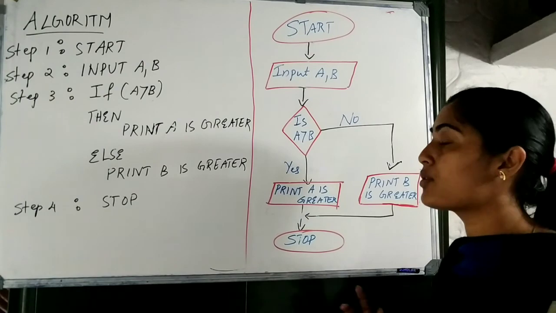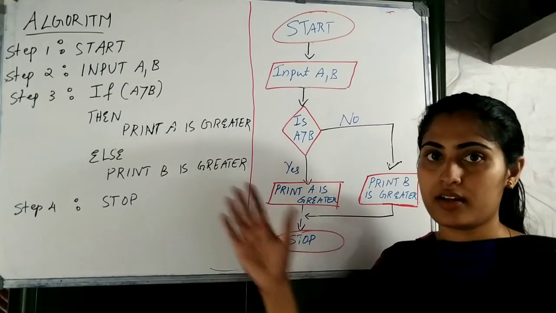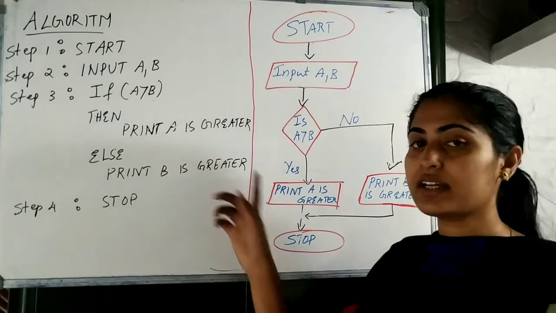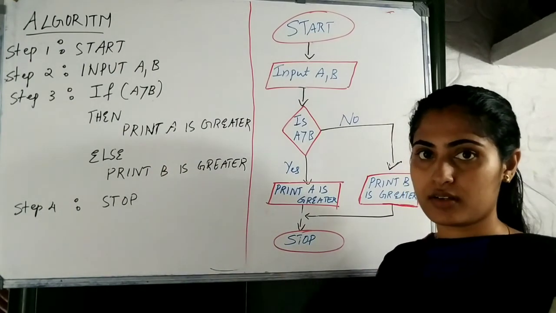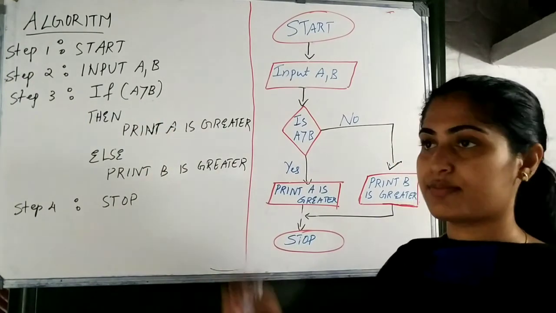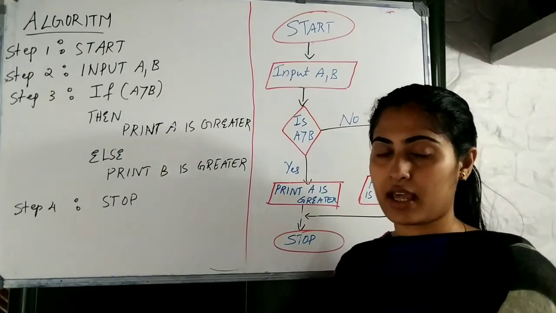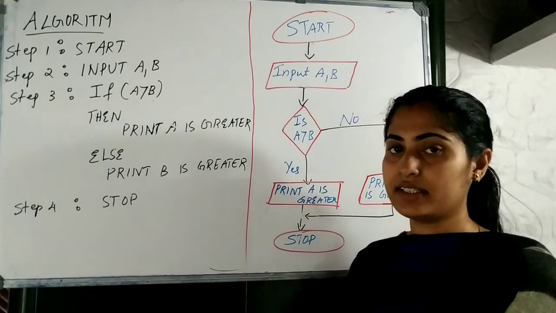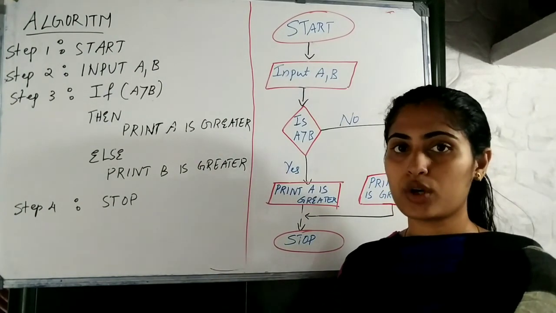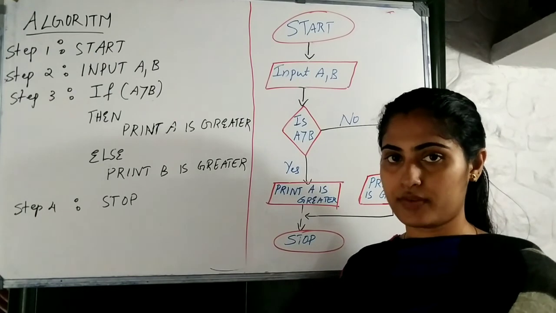So this is the flowchart for this particular condition. And this is what you mean by conditional problem solving. What do you mean by conditional problem solving? Here a condition has been given, whether A is greater than B, and two possibilities are there. Either it can be true or it can be false. This is what you mean by conditional problem solving.